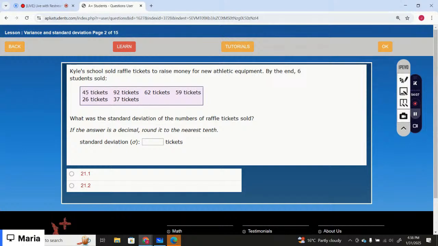Calais School sold raffle tickets to raise money for new athletic equipment. By the end, six students sold. What was the standard deviation of the number of raffle tickets sold? So let's just calculate the mean first. You have to add them all. 45 plus 92 plus 62 plus 59 plus 26 plus 37. Their sum is 321. 1, 2, 3, 4, 5, 6. 321 divided by 6 is equal to 53.5.